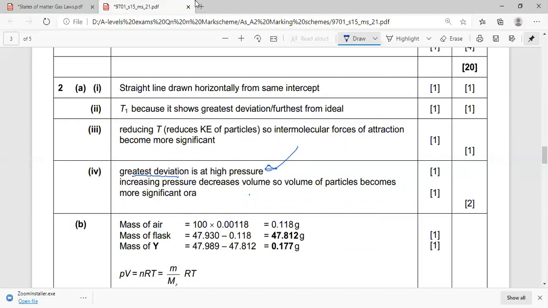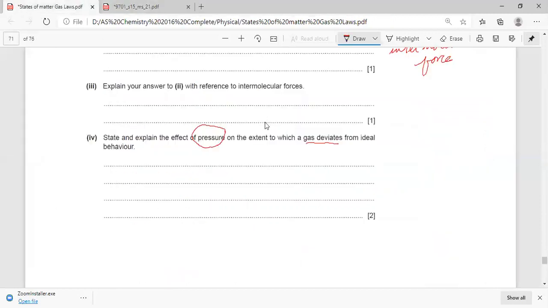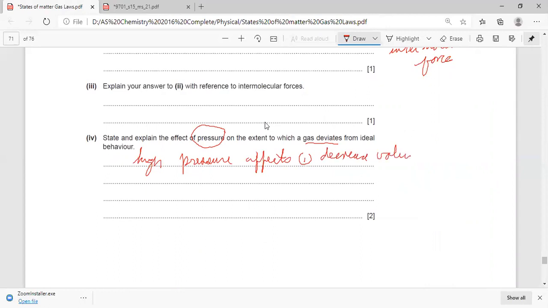Remember, high pressure affects two things. High pressure affects two of the conditions. One, of course, it will decrease the volume of gas. Volume of gas, it occupies. So what is important? Therefore, the volume of the gas becomes significant then. Volume of the gas becomes more significant. That means you cannot neglect it.